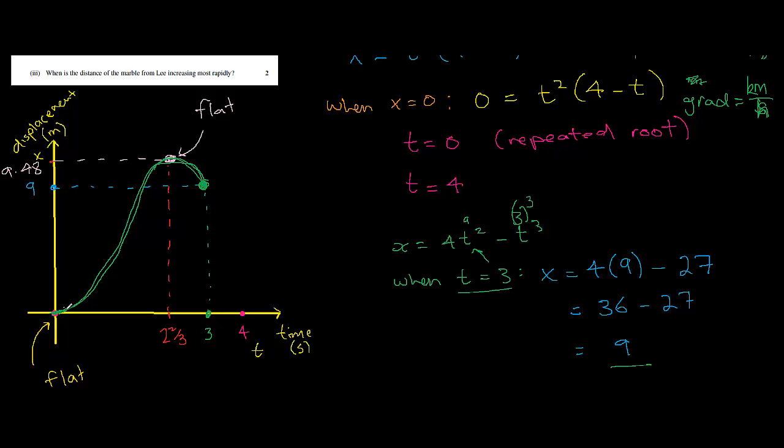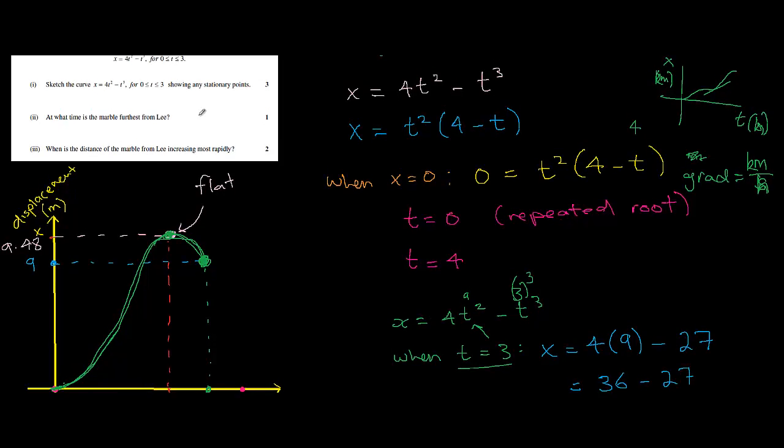We know it goes through this point here, and it's flat. We know it goes through this point here, which is 2 2/3, 9.48, and it's flat. So we've got a turning point there. And then we know it finishes at this point here when t equals 3, and that's 9 meters away. When Lee rolls it, she finishes at 3 seconds. It's 9 meters away. Juicy. So we've sketched that curve showing any stationary points. We showed a stationary point there. Maybe I'd be really blatant and show that that's a flat point just there.